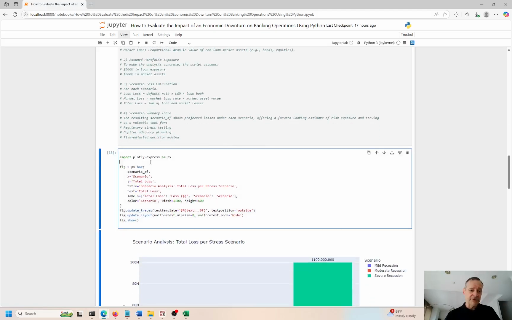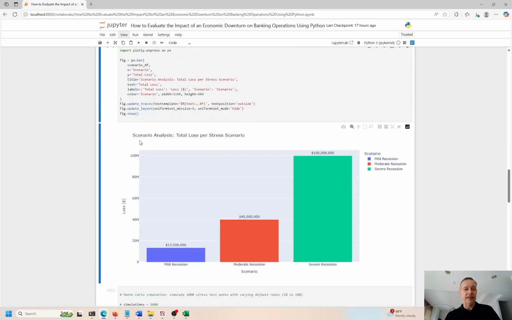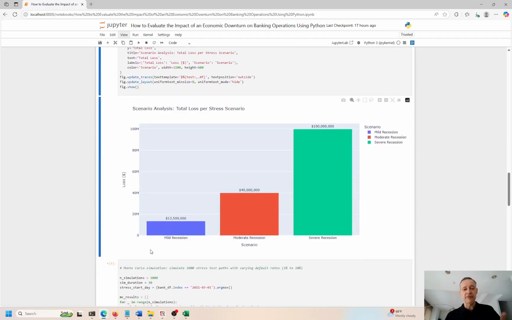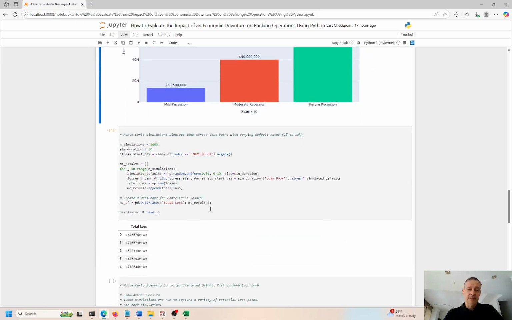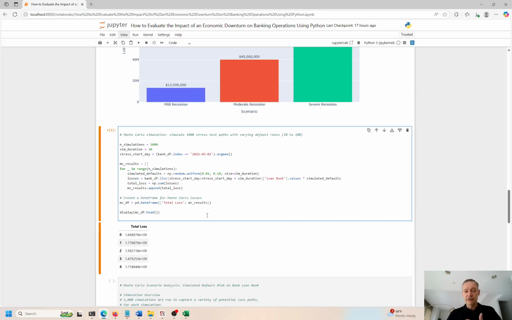And then how does this look visually, right? I always say a picture is worth 1,000 words. If we have a mild recession, we have about a $13.5 million loss. Moderate recession, which is pretty big, not huge, a $40 million loss, and a severe recession, a $100 million loss on this book of business for the bank, right? A $100 million loss. That's a big loss. If you lose that, that's pretty substantial. People are going to take notice of that, and they are going to understand that.